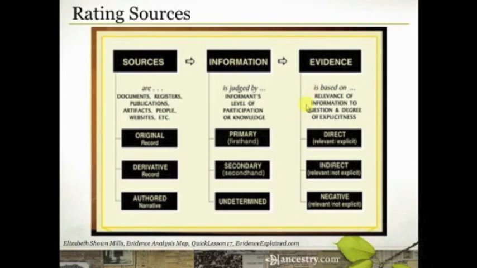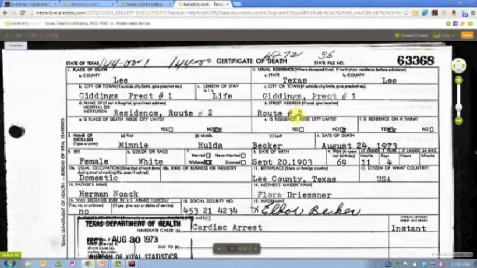Okay, the final category here is evidence. Evidence, according to Ms. Mills, is based on relevance of information to the question and the degree of explicitness. And so here's what that means basically. Does this document answer the question, the genealogy question you have? Okay? And does it answer it directly, or does it answer it indirectly? Okay? So let's look at a couple of examples.